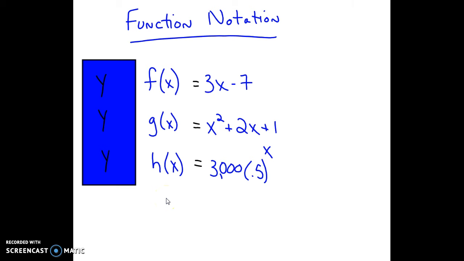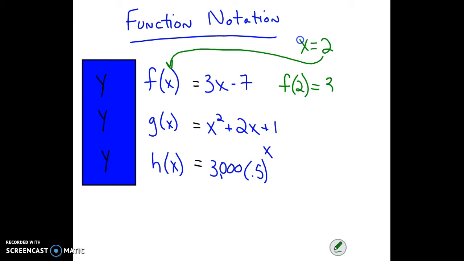In this form, function notation, how you evaluate these functions is, let's say x equals 2. That means this 2 is your input. So you would evaluate this for f of 2, which equals 3 times 2 minus 7. So f of 2 equals 3 times 2 is 6, minus 7 is negative 1.